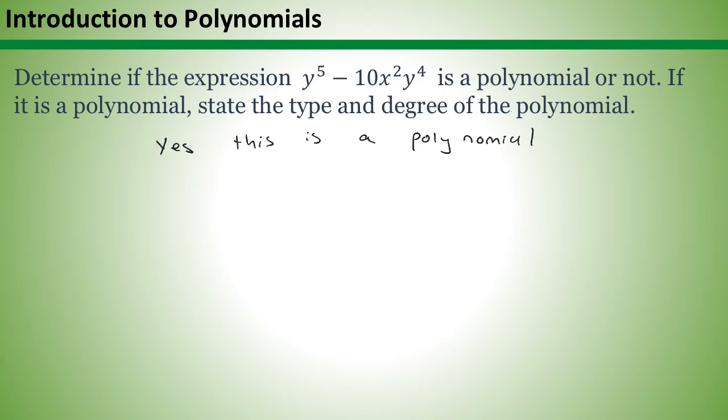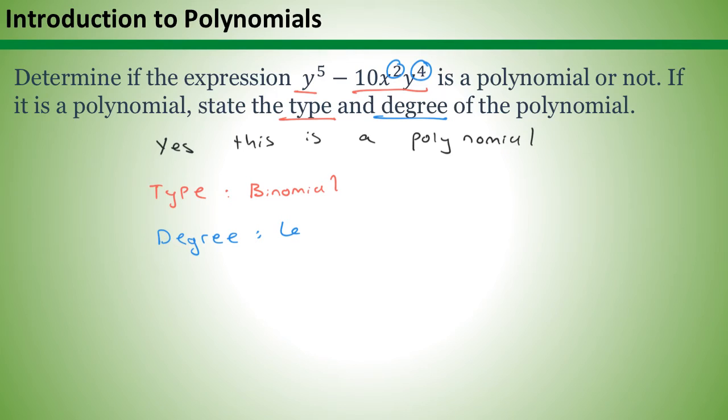Okay, so next thing, the type of polynomial. Since again, we have this term and this term, there are two terms here that are being subtracted. This is also a binomial. And then for our degree, notice that this term has x squared and y to the 4th. We're actually going to put those together, okay? And our degree is actually going to be 6 on this one.